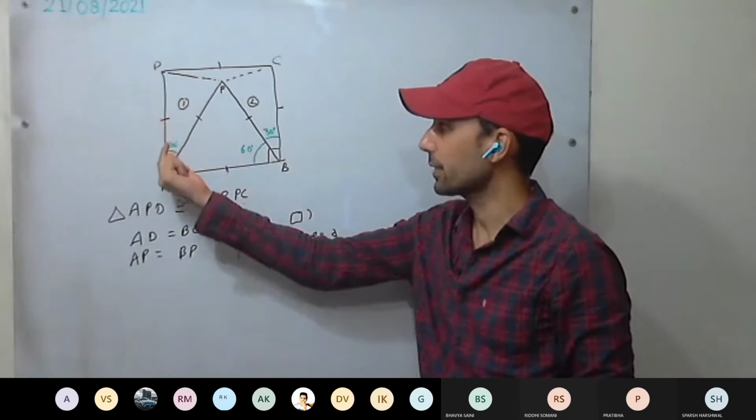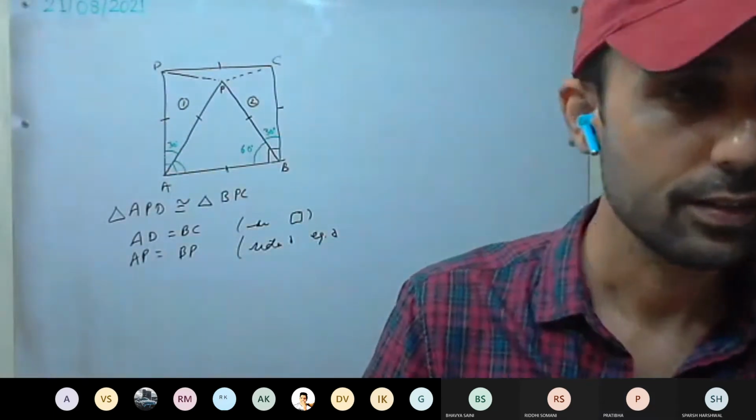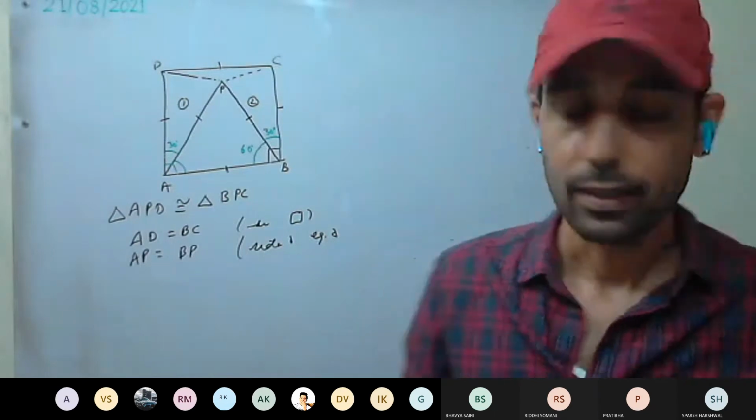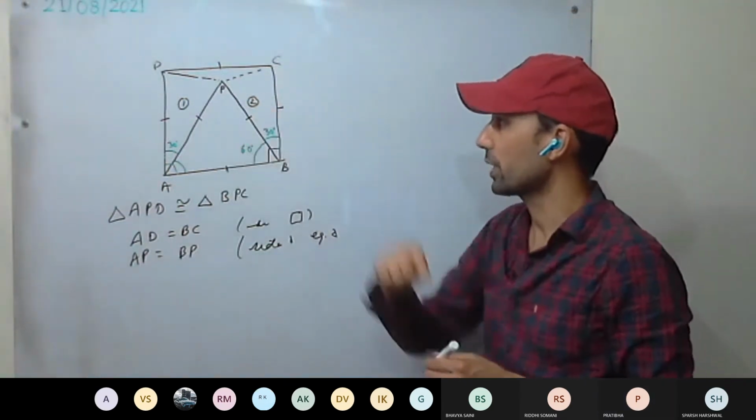Therefore, which theorem? SAS. By the SAS theorem, these two triangles are congruent. This triangle is congruent to this triangle.